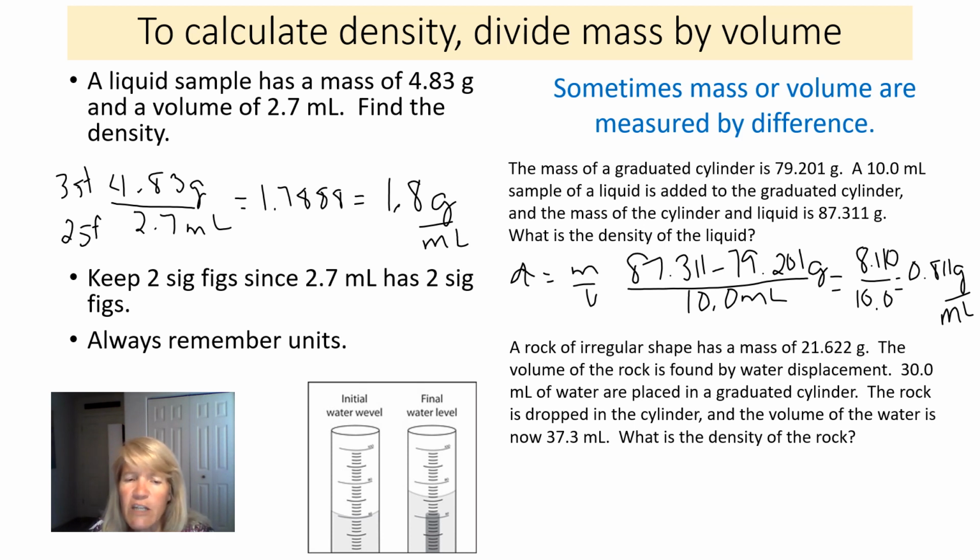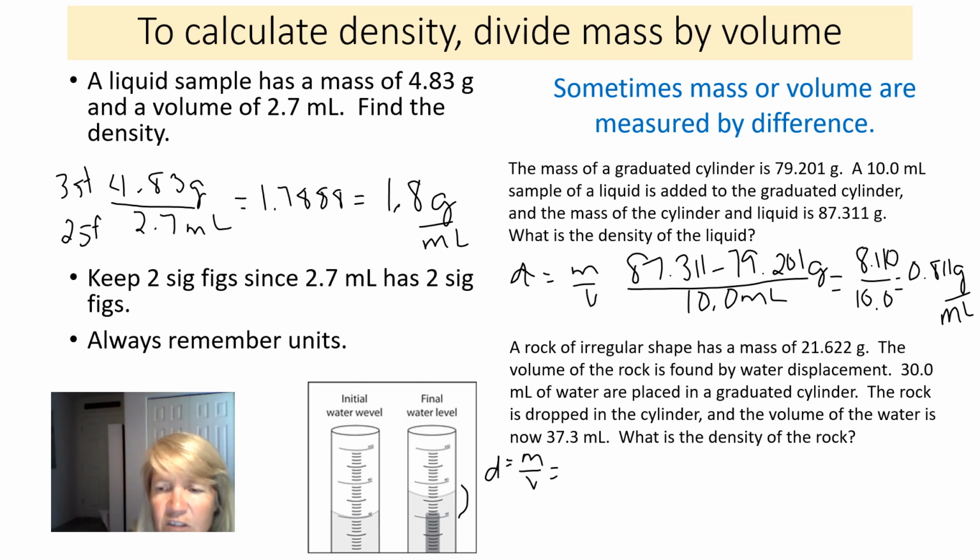So if you had a graduated cylinder with some water in it, and then you measure the volume of the water, and then you add the rock, what's going to happen is the volume's going to increase, and the amount that the volume increases is the volume of the object, okay? So this one we can measure the mass directly, but the volume is by difference. So in this case, we still have density equals mass over volume, okay?